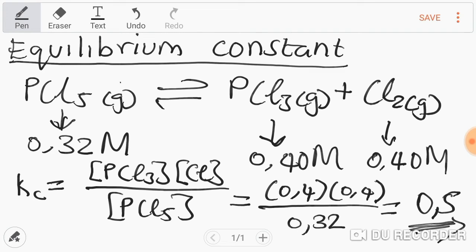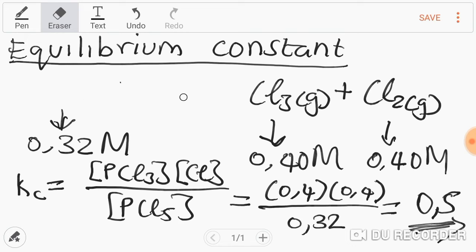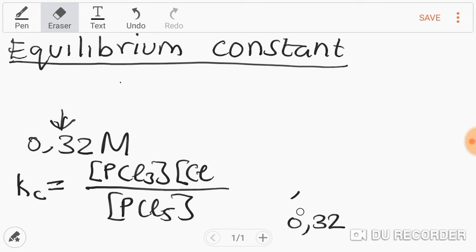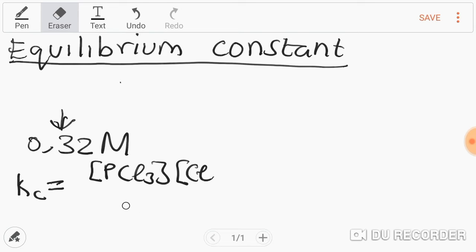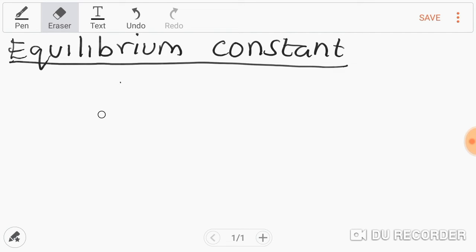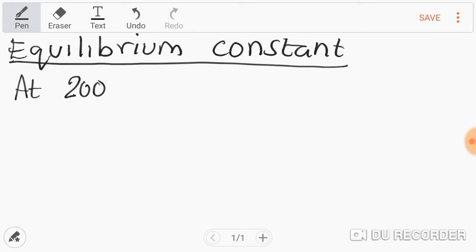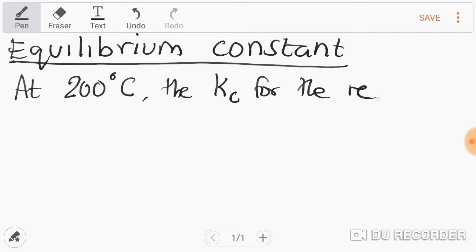I hope this was helpful. So let's get another example. I hope you're also doing this example with me. The question says at 200 degrees Celsius, the equilibrium constant for the reaction. So here's the reaction.